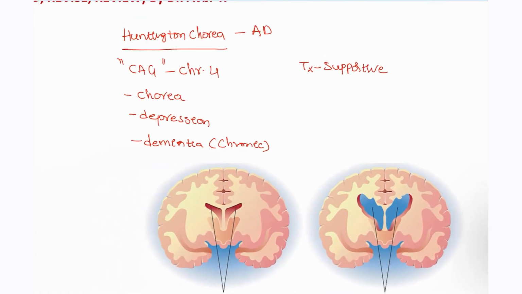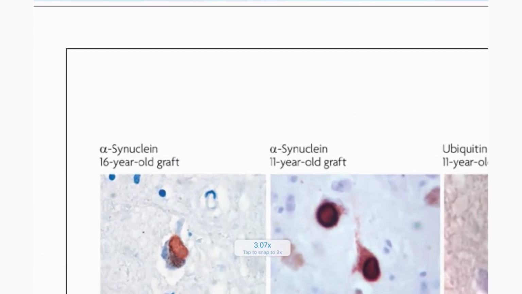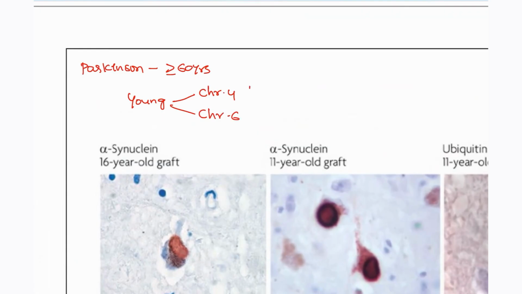Next, moving on to Parkinsonism. Most commonly, Parkinson condition is associated with old age people, more than 60 years old. If it is involved in a young patient, then it is going to be chromosome 4 or chromosome 6. This is the PARK1 gene and this is the PARK2 gene. This one is due to autosomal dominant, and this one is due to autosomal recessive.